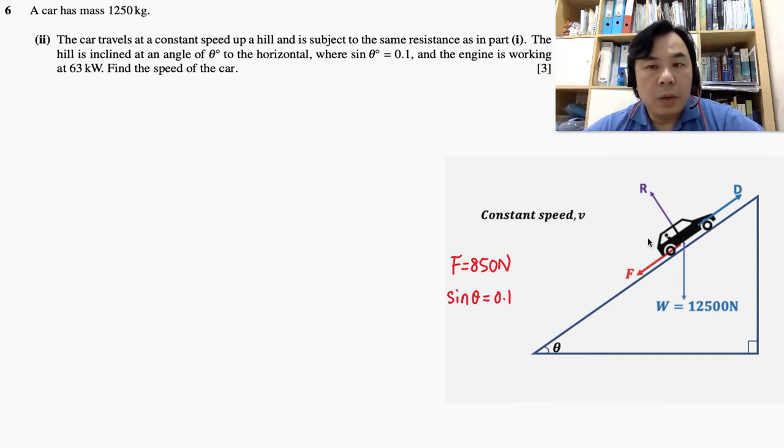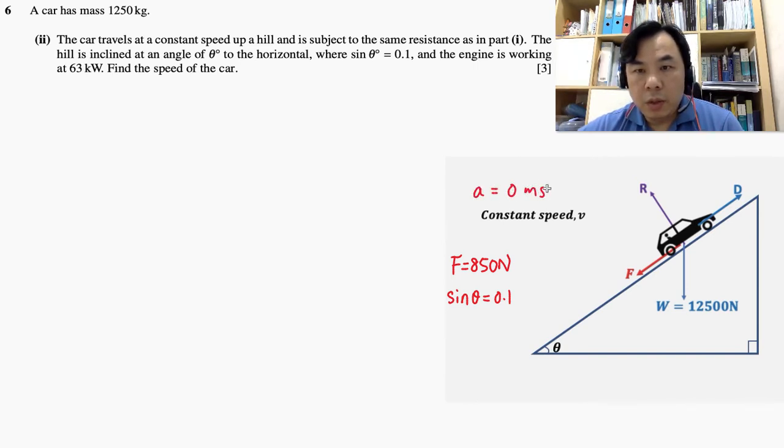We are interested to find out the speed itself, right? Now, because it's moving at a constant speed, we can also write down this result here. We know that it's moving with 0 meters per second squared as its acceleration. It's not accelerating at all in this case. Now, the other thing we need to know is what the forces acting on the car are along the direction of the slope itself, right?